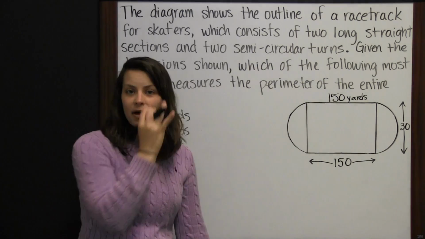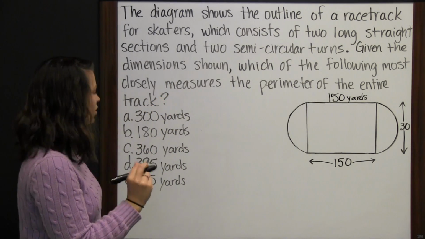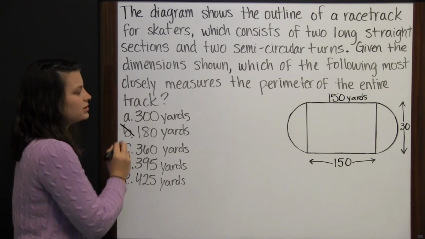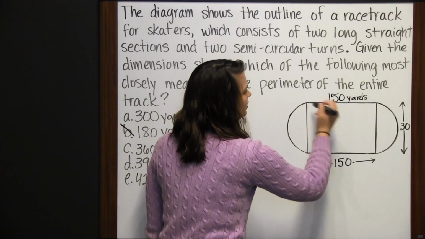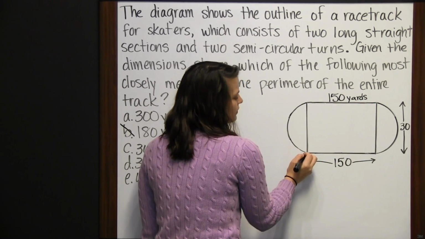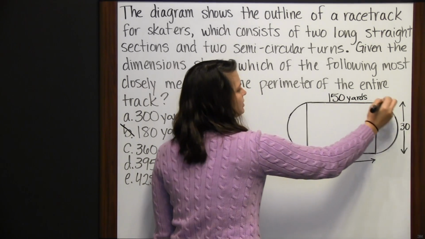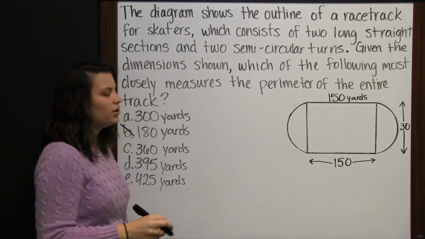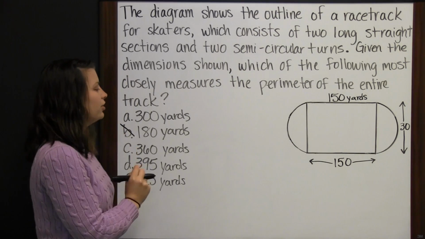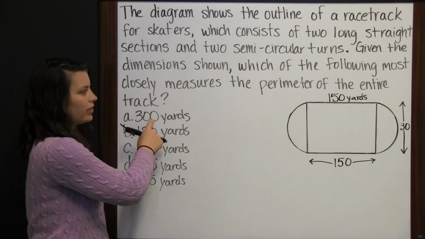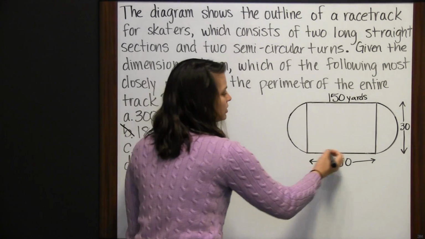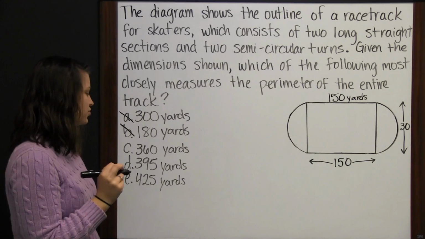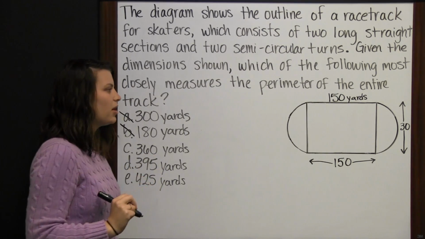And actually, just from that amount of information, we can already start eliminating some answers. I know that 180 yards is definitely not enough, because I've got 150 and 150. So you're going to have to skate this 150, skate some more, skate another 150, and skate some more. So we know we're already over 180 yards. We also know it's going to be more than 300 yards because just the two straight sections are 300 yards. So we can already eliminate that answer choice. And we're down to these three possibilities.